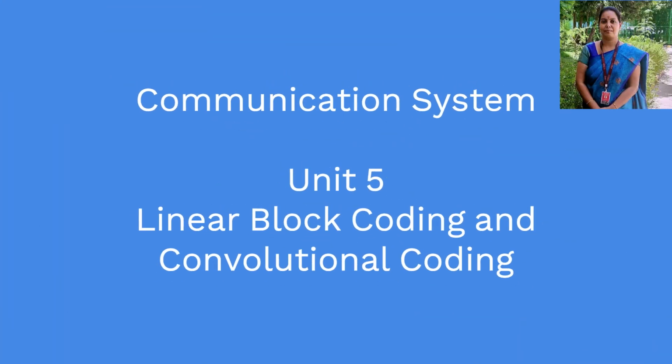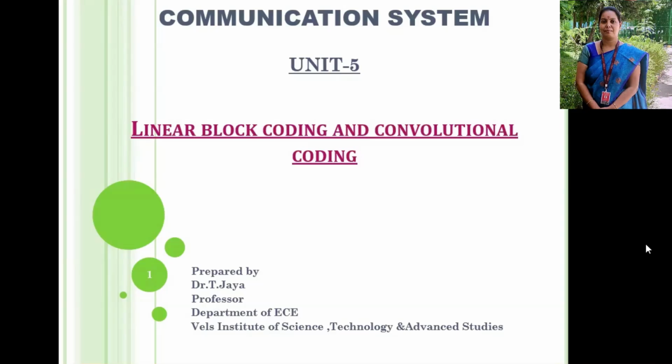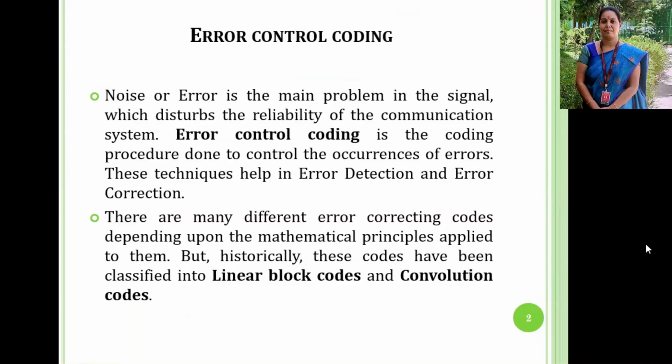Good morning to everyone. Today we are going to see about Unit 5 in Communication System: Linear Block Coding and Convolutional Coding. In linear block code, before that we need to say what error control coding is. Under error control coding only, the linear block codes and convolutional codes are there. First we see what error control coding is and why we need it.